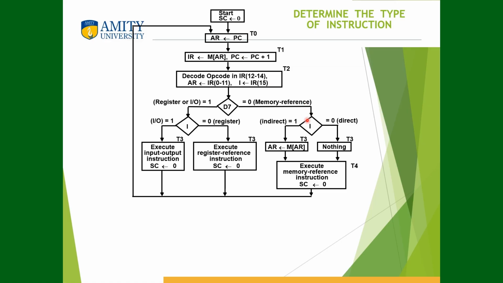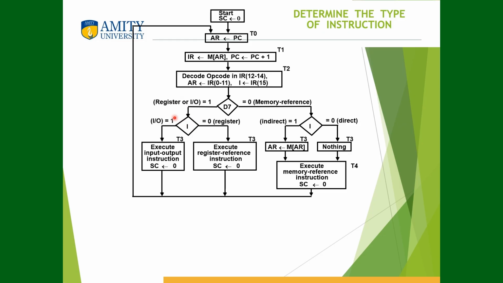On the other hand, if the I bit, the addressing mode, is 1, which means indirect, then at T3 pulse, we are going to get the instruction from the indirect address and store it into the register, and then we are going to execute the memory reference instruction. Again, we're going to set the sequence counter to 0 to execute it again.